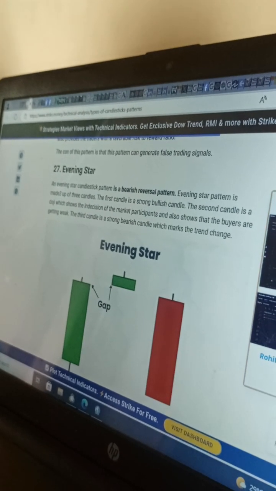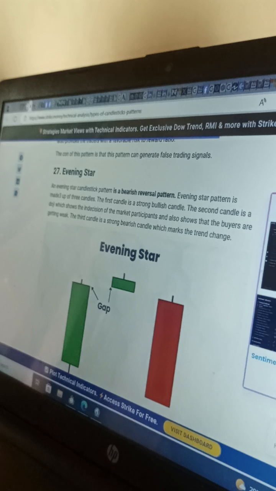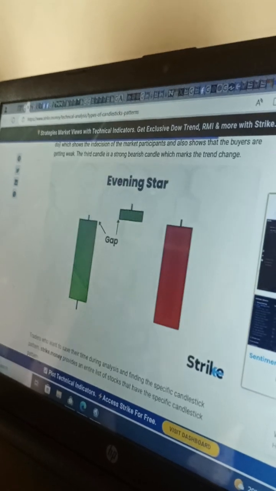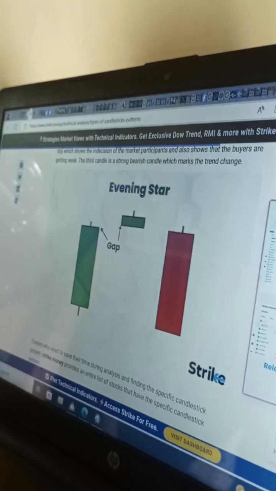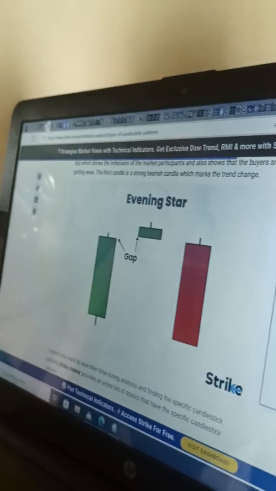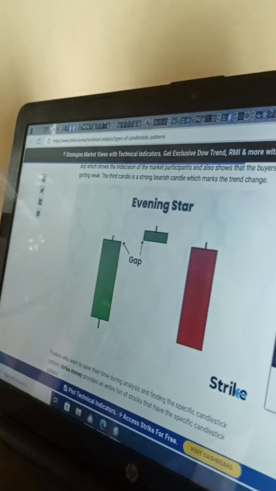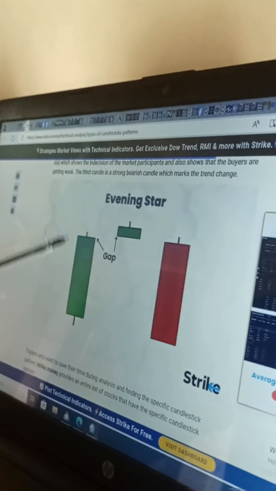You understand? But the whole setup is almost, I'll say 99% the same. Now, number 28. So when this evening star appears, that means you're about to enter into a new trend. Once you see it, and it's appeared in a green, the first one is a strong bullish candlestick.